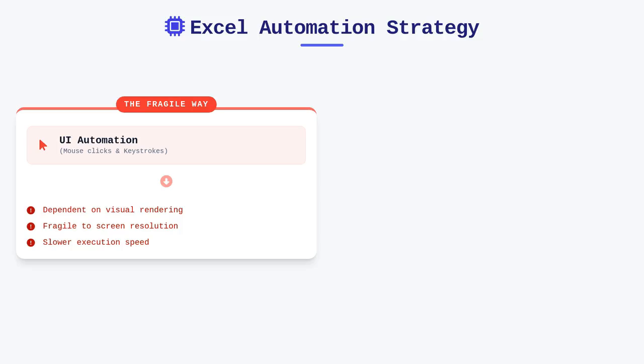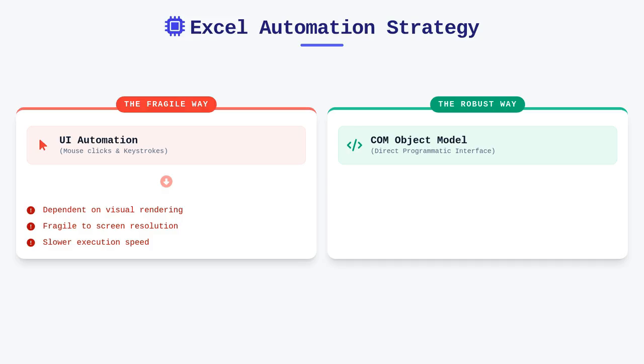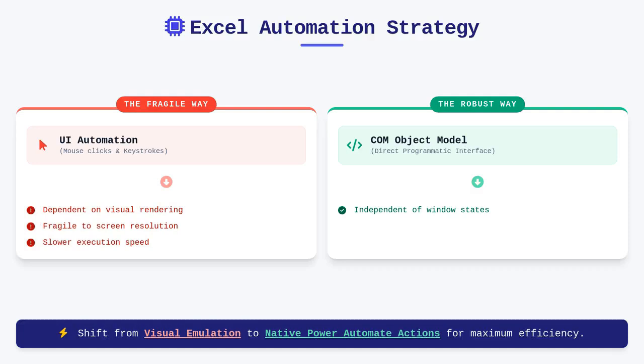Power Automate Desktop provides a dedicated Excel automation suite that interfaces directly with the Excel COM object model. By utilizing these native actions, we move away from visual emulation and into a direct programmatic conversation with the application instance. This shift not only increases the execution speed of our flows, but also significantly improves their reliability by removing dependencies on window states or screen resolution.